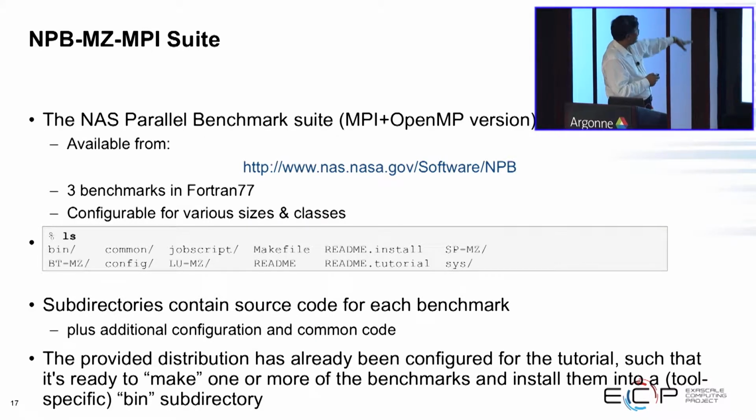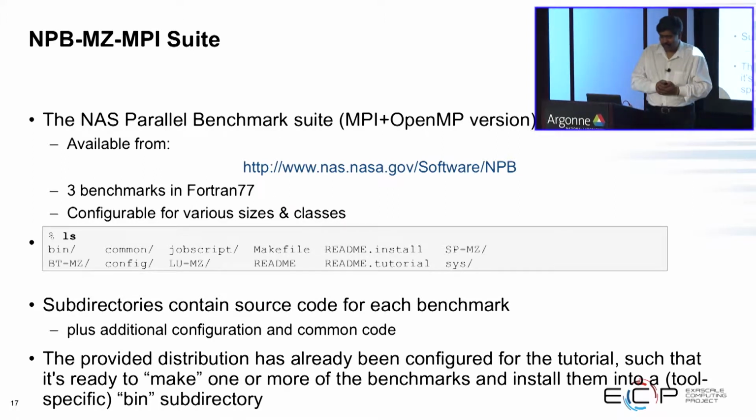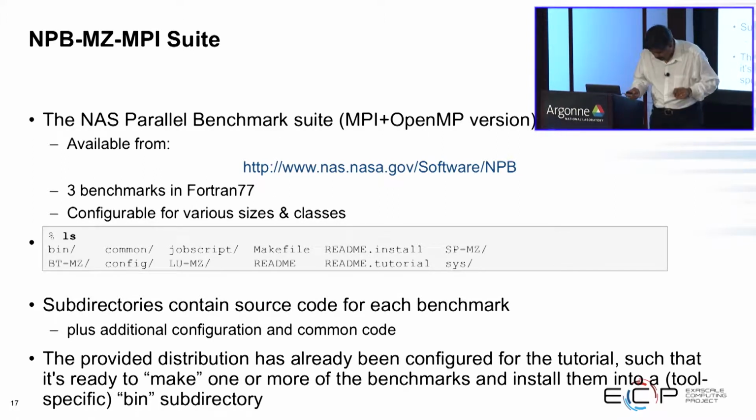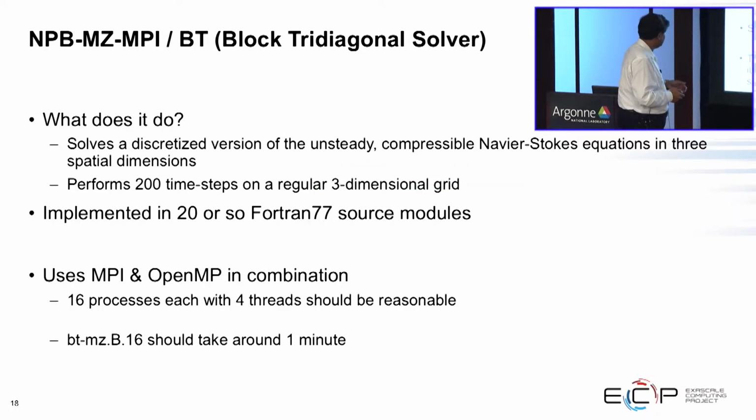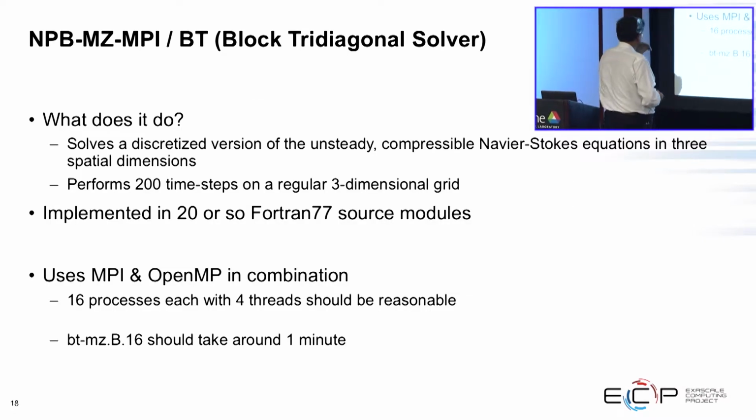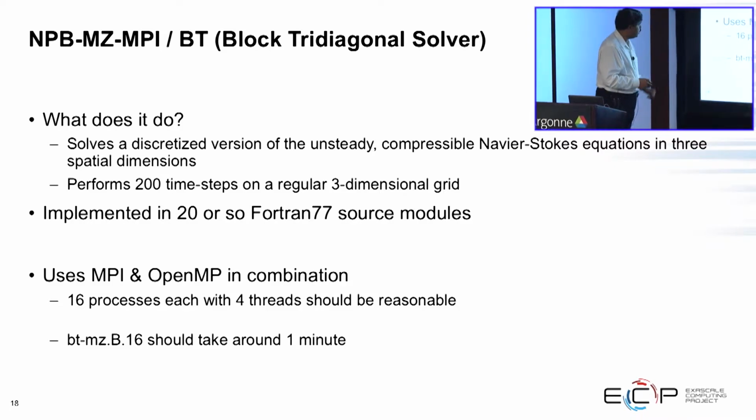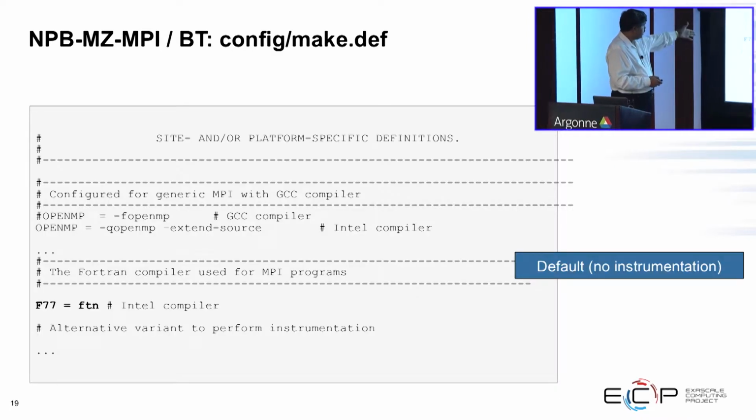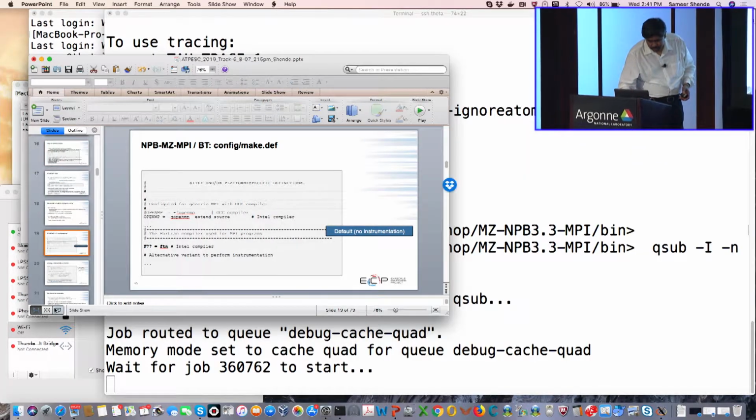Okay, so this is a standard NAS Parallel benchmark. I just want to pick something that you may be familiar with. Just a show of hands, how many people here have heard of or used the NAS Parallel benchmarks? Okay, well, BT is a fairly common benchmark. It's written in Fortran, it uses MPI with OpenMP. You can specify the compiler name in a make.def, and so on.